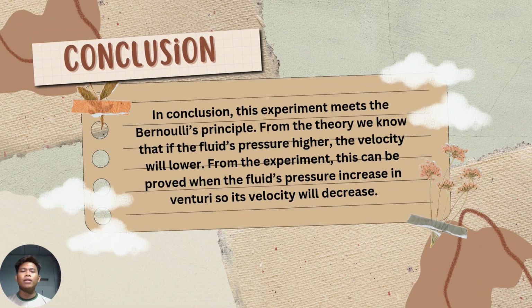In conclusion, this experiment meets the Bernoulli principle. From the theory, we know that if the fluid pressure is higher, the velocity will be lower. From the experiment, it can be proved that when the fluid pressure increases, its velocity will decrease.